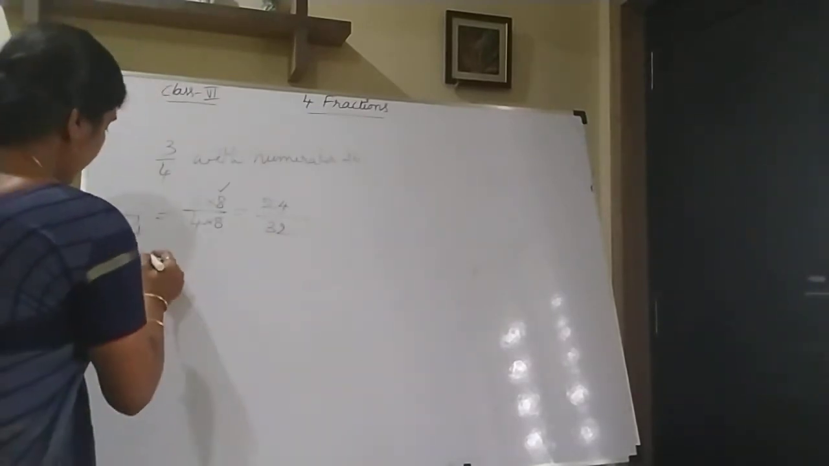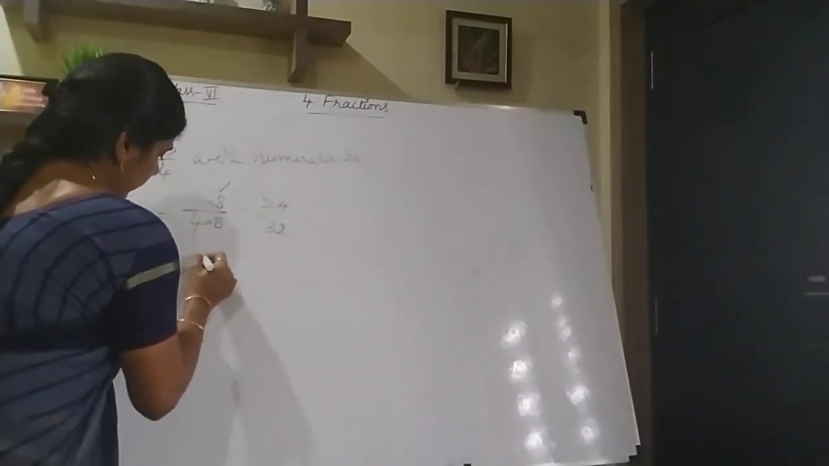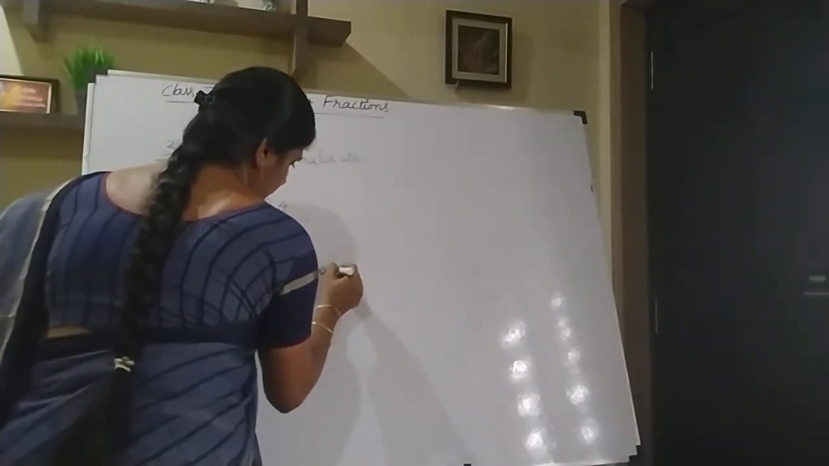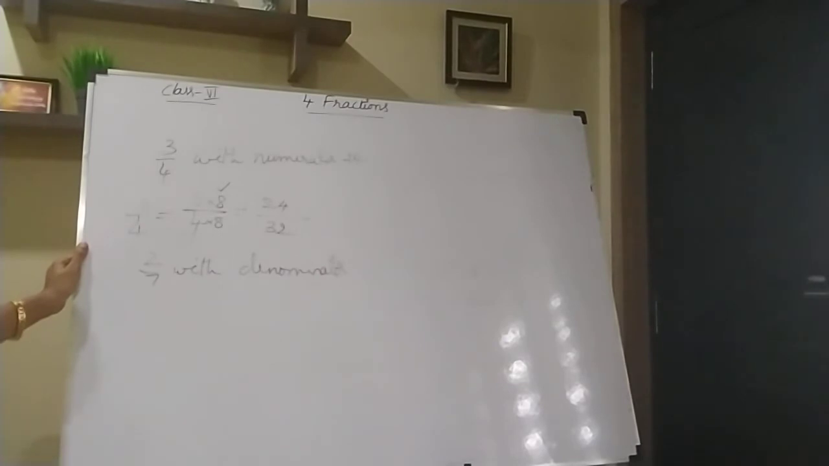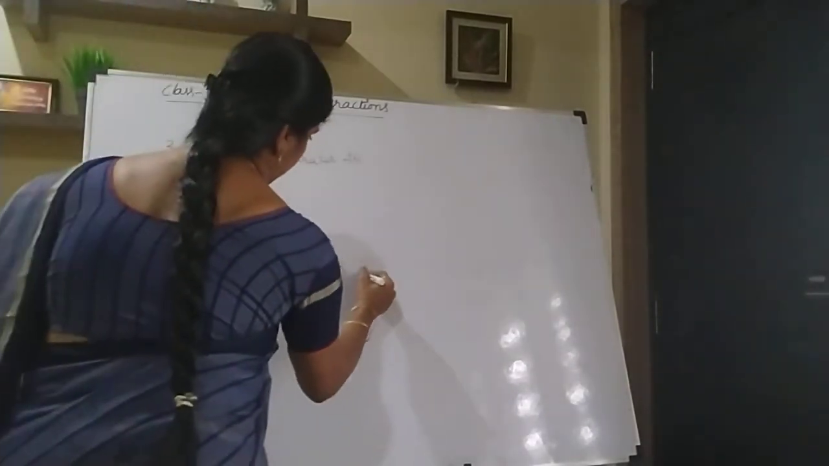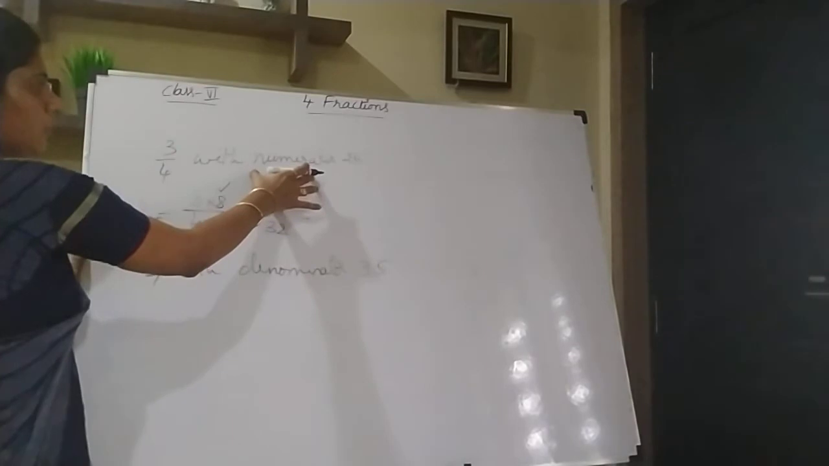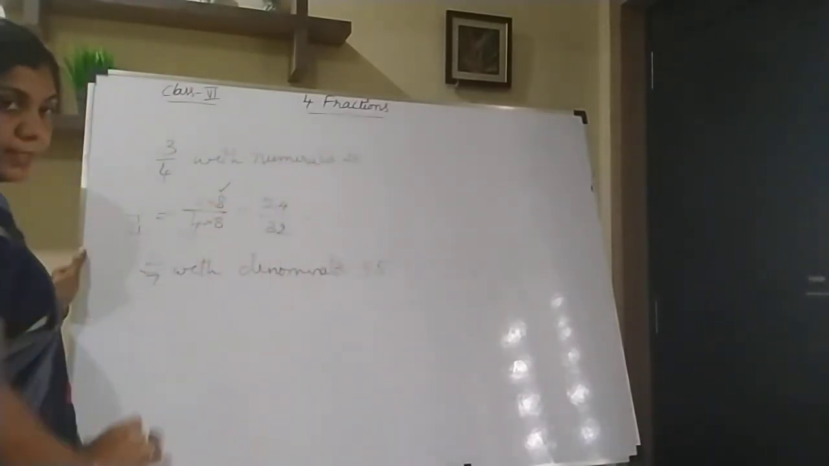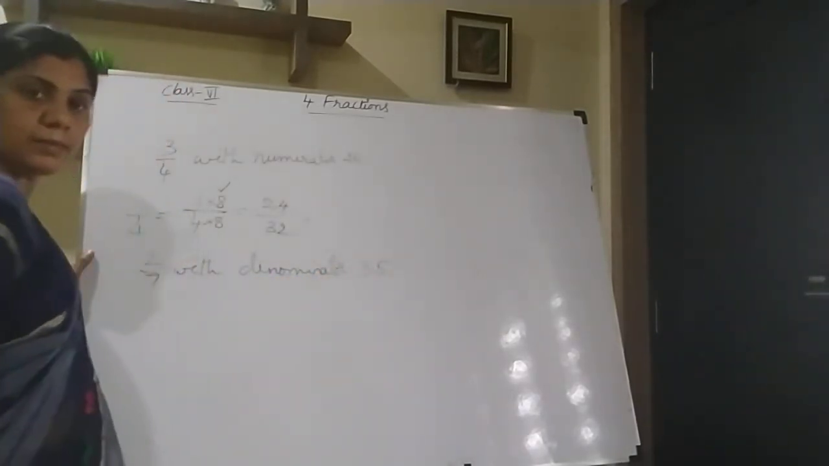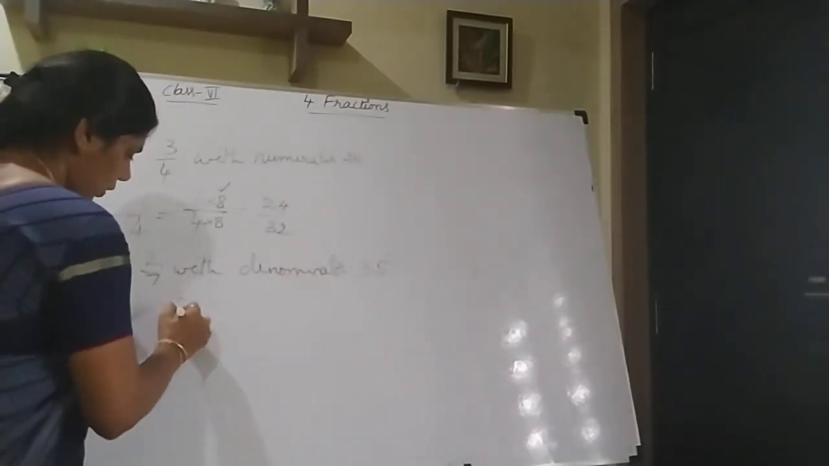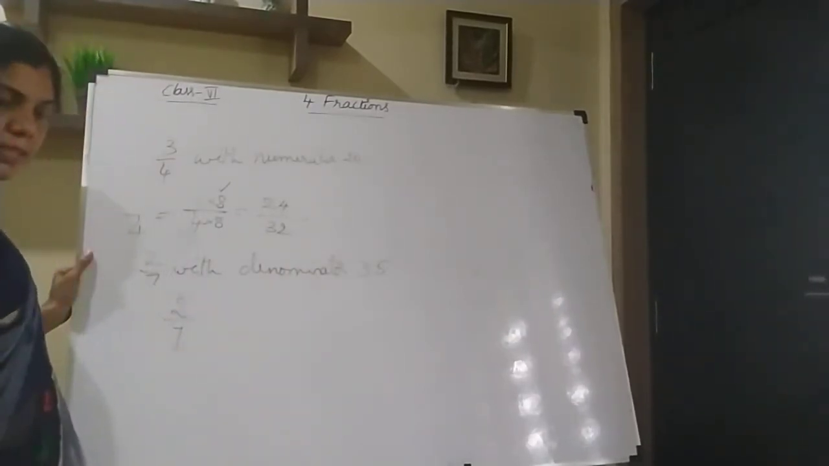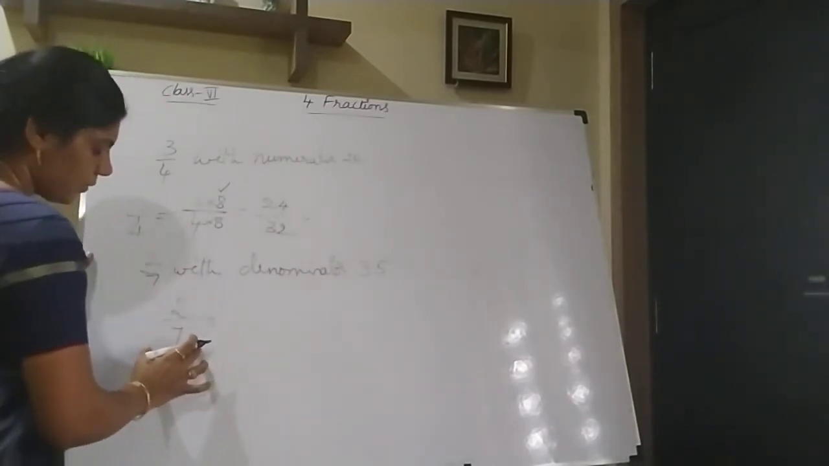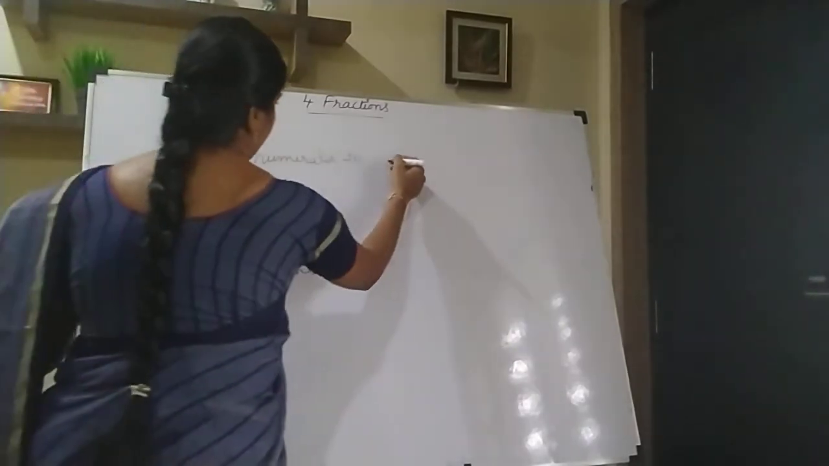So 2 by 7 with denominator 35. Okay. So now we just saw the numerator case, where they had given the numerator. Now see, here they have given the denominator, that is 35. Whatever the given fraction is, I am writing first. Now what we have to do? We have to find an equivalent fraction for this one also.